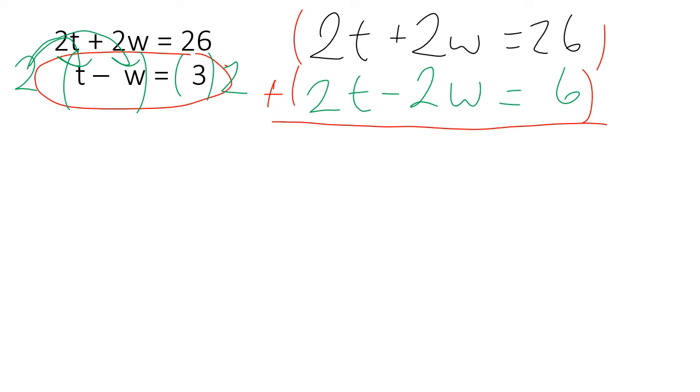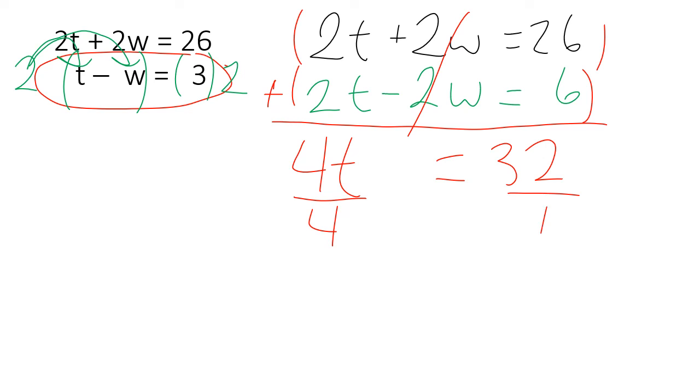I got 2t plus 2t is 4t. And then I got 2w plus negative 2w becomes 0. 26 plus 6 is going to be 32. And then all of a sudden I can just solve for x, or for t, excuse me. So divide this side by 4, divide this side by 4. I have t is equal to 8.